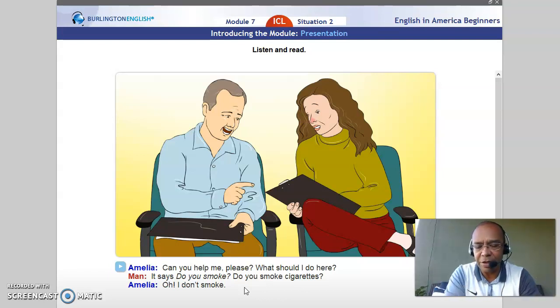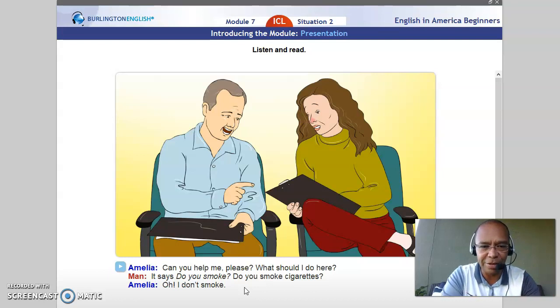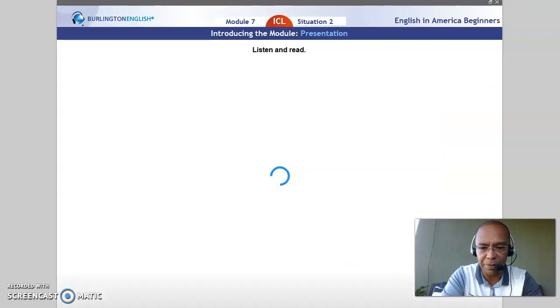Amelia says, can you help me, please? What should I do here? And the man says, do you smoke? Do you smoke cigarettes? He's asking if you smoke cigarettes. And Amelia says, oh, I don't smoke, which is a good thing. Smoking is not good. What happens in picture 4? Let's look at picture 4.